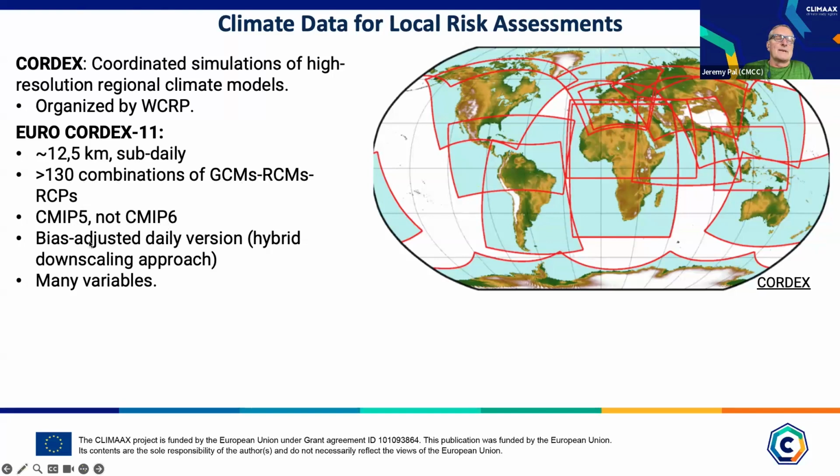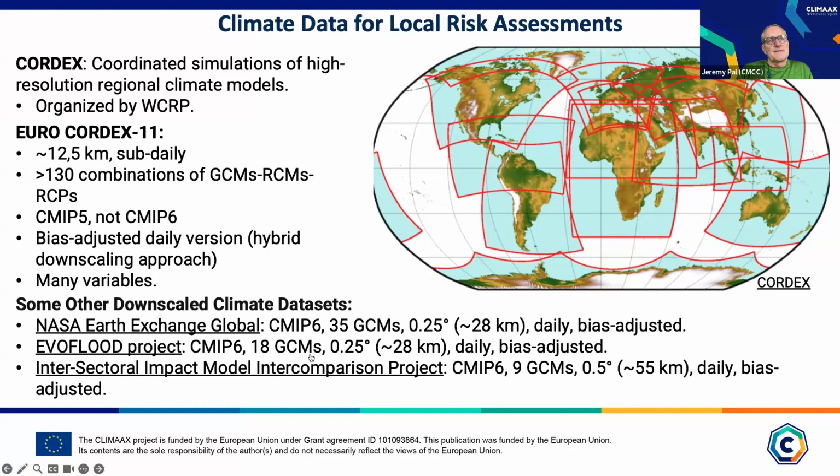The version that we suggest using, or we typically use, is this bias adjusted product. The daily product is actually adjusted using that hybrid approach that I mentioned. If you need sub-daily data, the data are not bias adjusted, but that can be done as well. There are many variables, including snowpack, precipitation, temperature, winds, and so on.